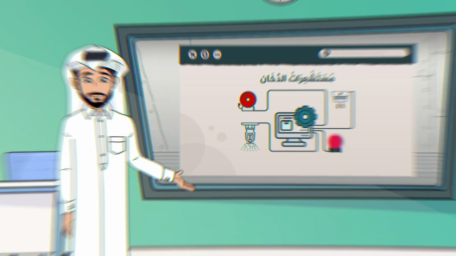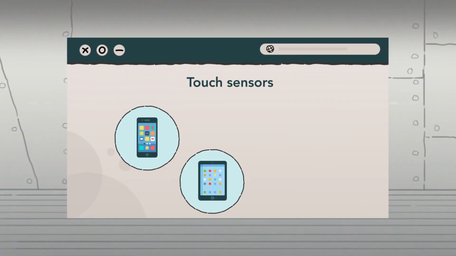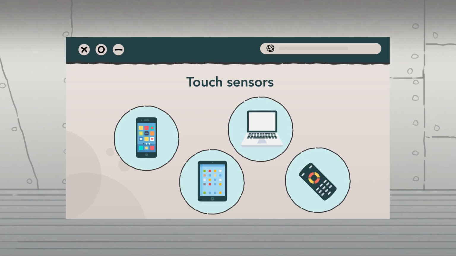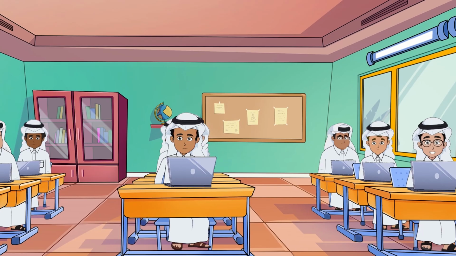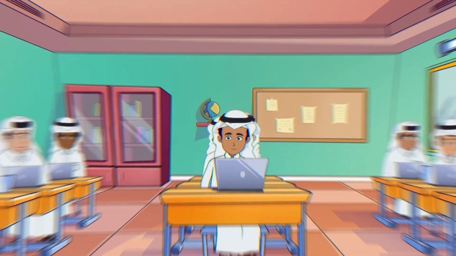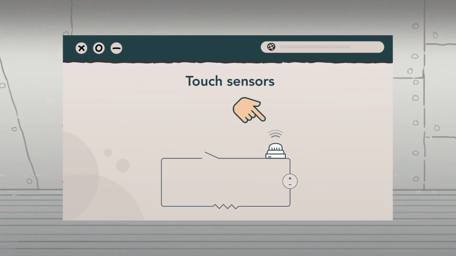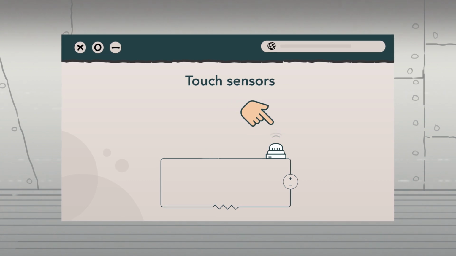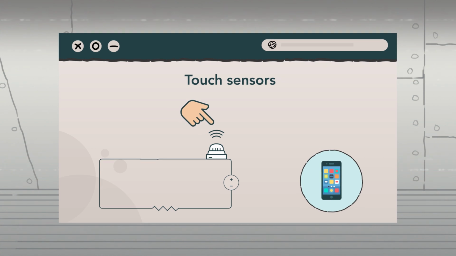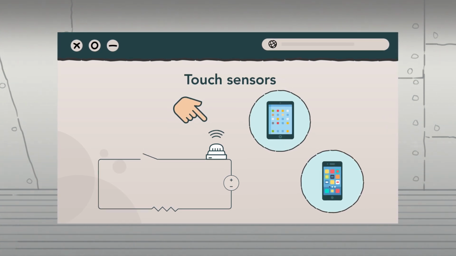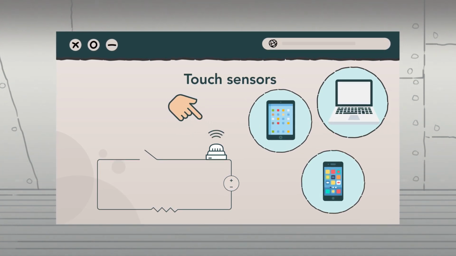Good job, Jassim. Touch sensors are sensitive to touch or pressure. They work similarly to a simple switch. When there is contact with the touch-sensitive surface, the circuit inside the sensor closes, allowing current to flow. The opposite happens when the contact is released. Touch sensors are used in mobile devices like smartphones and tablets, as well as in remote control panels.